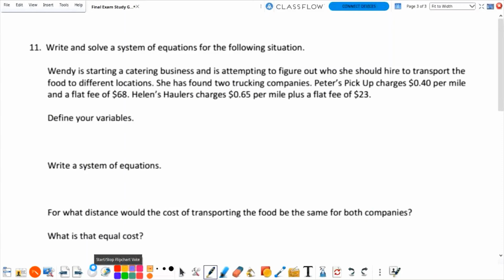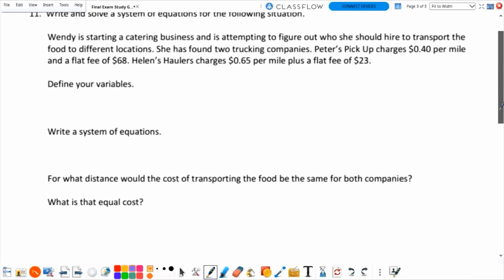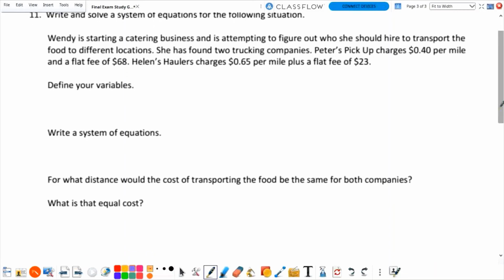All right, number 11. Write and solve a system of equations for the following situation. Okay, so it's been a minute since we've done these. Wendy is starting a catering business and is attempting to figure out who she should hire to transport the food to different locations. She has found 2 trucking companies. Peter's Pickup charges 40 cents per mile and a flat fee of $68. Helen's Haulers charges 65 cents per mile plus a flat fee of $23.